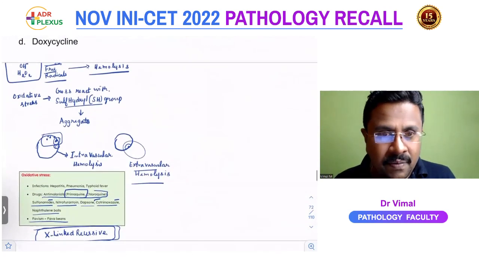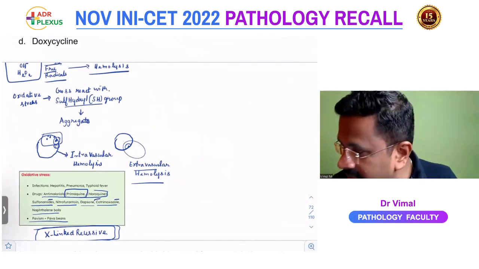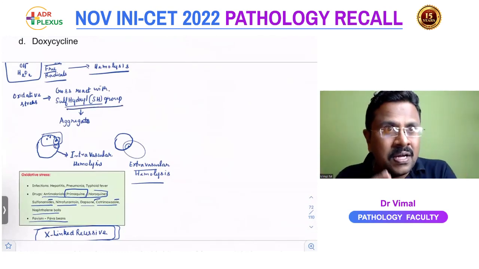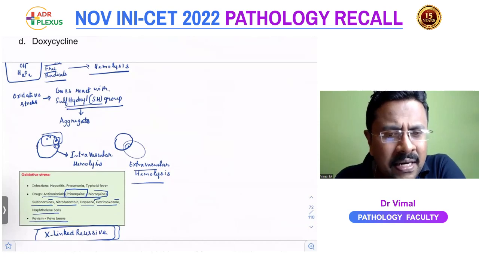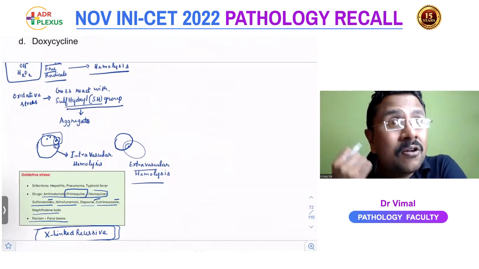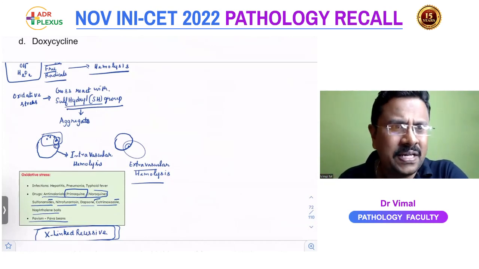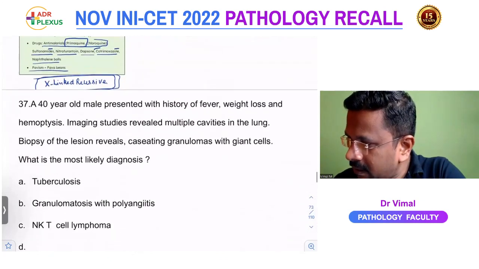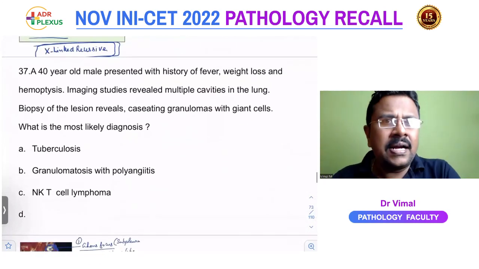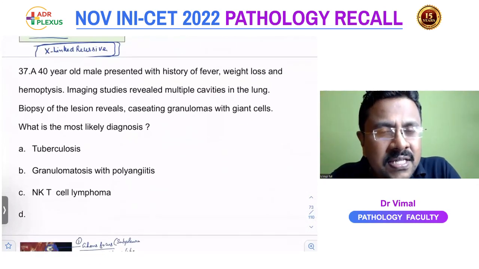Primaquine. I hope you remember the sulfhydryl groups that precipitate hemoglobin, and also the Heinz bodies, blister cells, helmet cells, ghost cells; all these cells are connected with G6PD deficiency. The next question is quite a controversial question, but please remember, I'll try to explain these questions in a more elaborate manner.